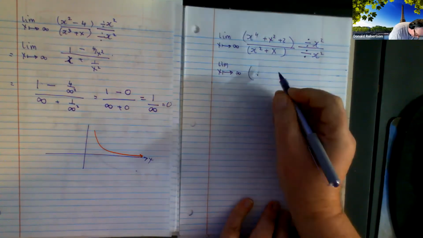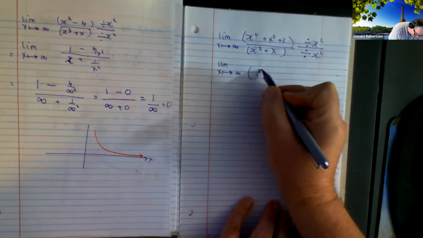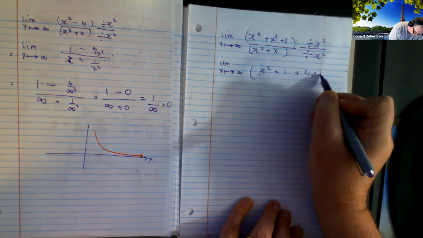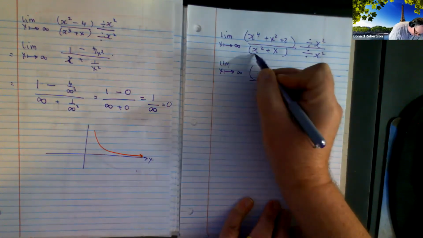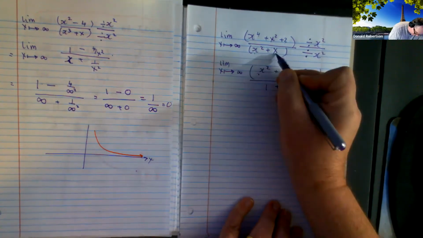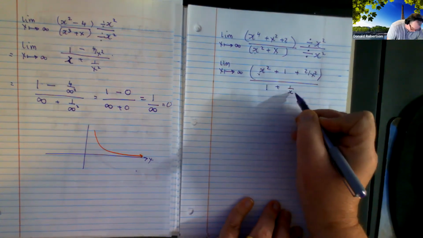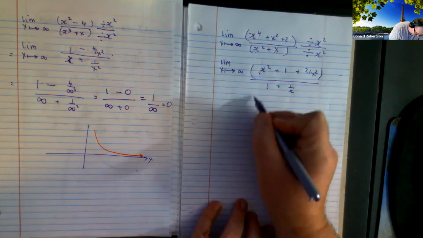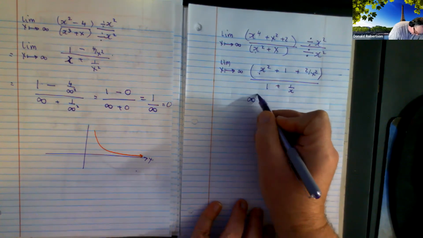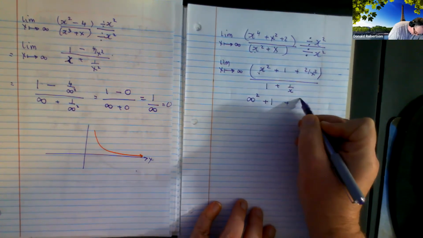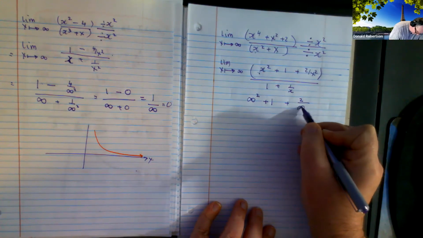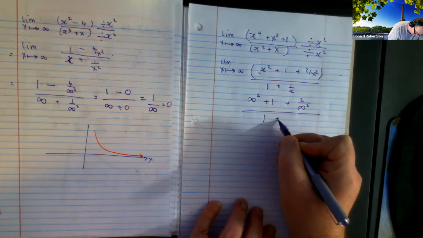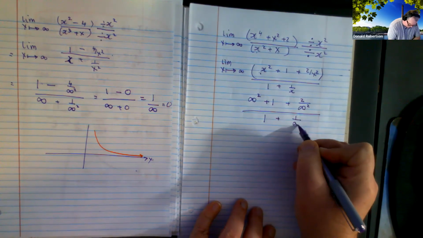That guy is x squared. That guy is 1. And the third one is 2 over x squared. And that guy is 1. And the guy next to him is 1 over x. So now we can do the brute force. We have infinity squared plus 1 plus 2 over infinity squared, and 1 plus 1 over infinity. Right, so far so good.